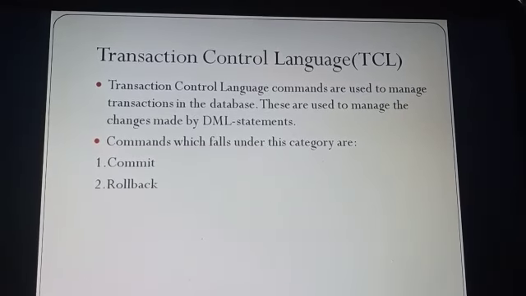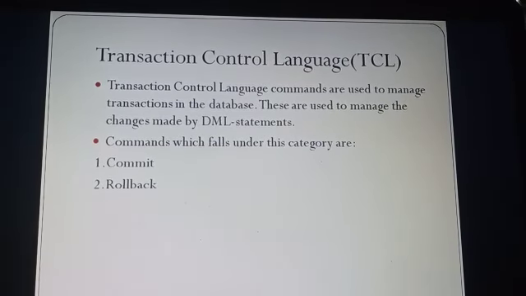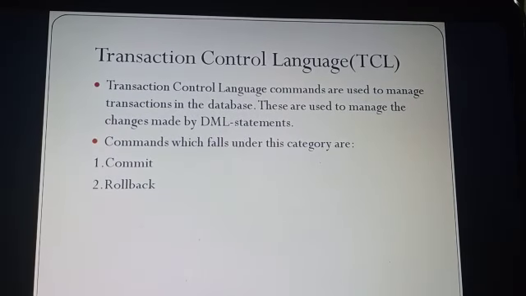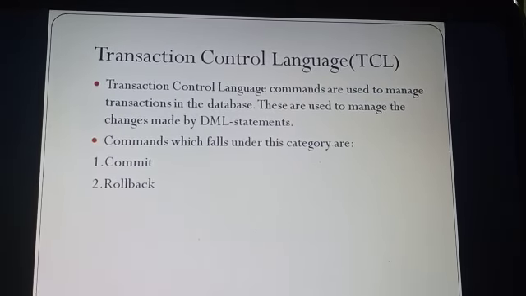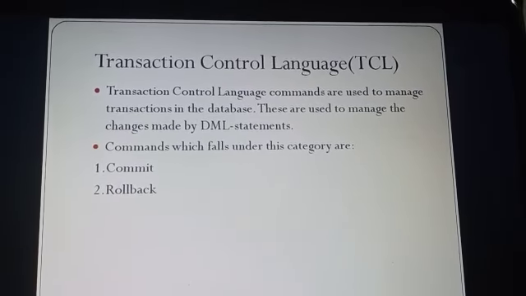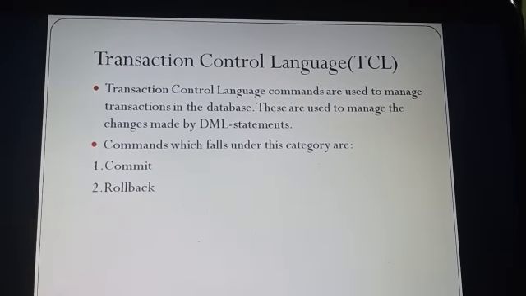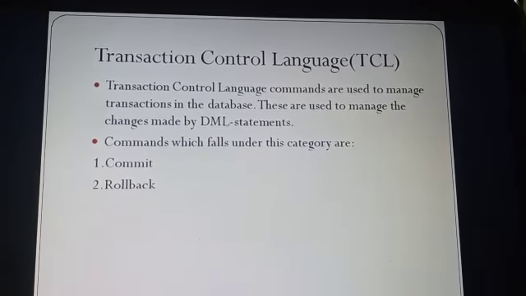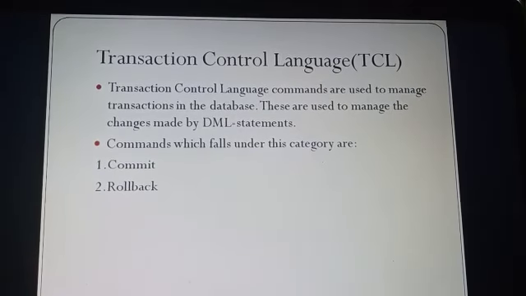The commands which fall under this category are commit command and rollback command. Commit command is used to save all the transactions to the database, whereas rollback command is used to undo transactions that haven't already been saved to the database.